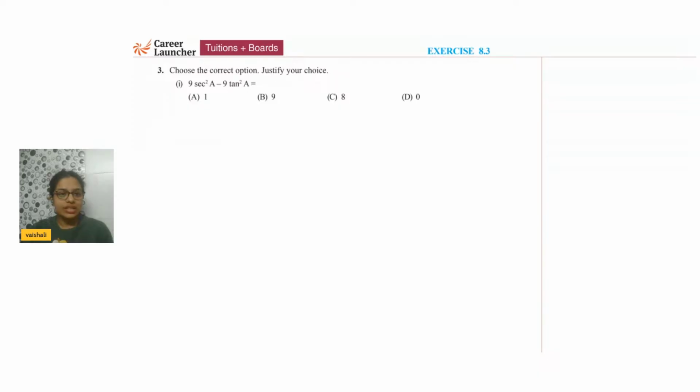The next one is: choose the correct option, and we also need to justify why we have chosen this option. So the first expression is 9 secant square A minus 9 tan square A. First of all, let's take whatever is common. So we took 9 common. And now we can make use of this identity that I know as a matter of fact, that 1 plus tan square A is equal to secant square A.